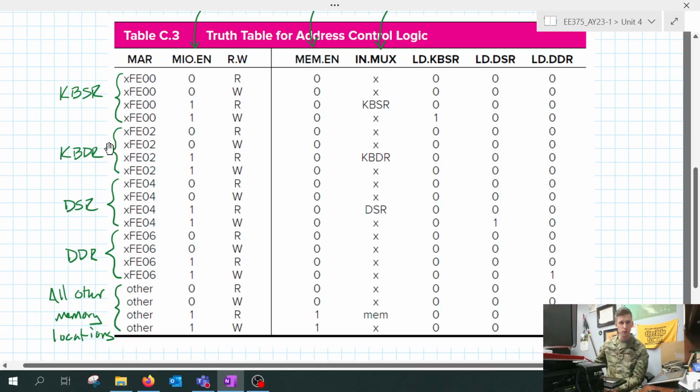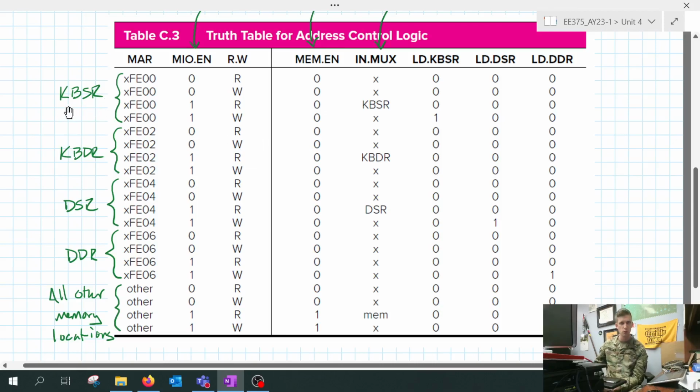And particularly for something like the keyboard data register, which we are going to read but not write, even when the memory IO enable is 1, we're going to read that, but the write signal is meaningless. It should never happen really. And so this row also is full of zeros and X's. There's only a couple of places that we really care about the specific values.